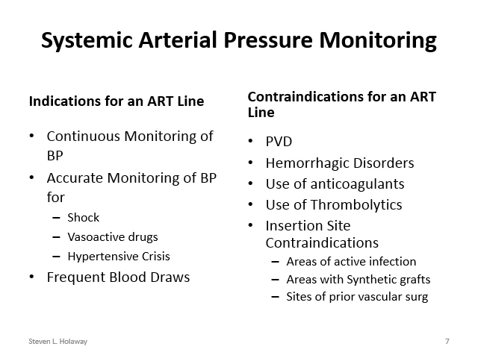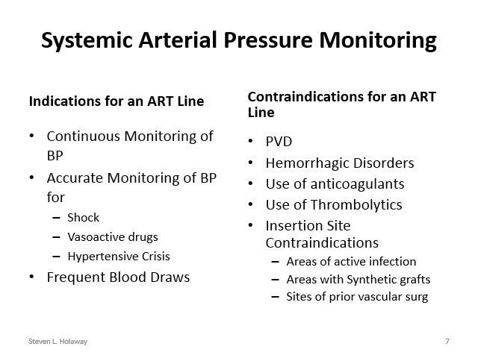Some of the contraindications for the ART line are peripheral vascular disease or peripheral artery disease, and hemodynamic disorders. For patients on anticoagulants, we will want to make sure that they're off the anticoagulants if possible when we put in an ART line. The use of thrombolytics, such as we talked about with MI patients and also with stroke patients. Other contraindications, especially at the insertion site, include an area of active infection where you want to put the catheter. The last thing you want to do is introduce any type of infection directly into the arterial system.